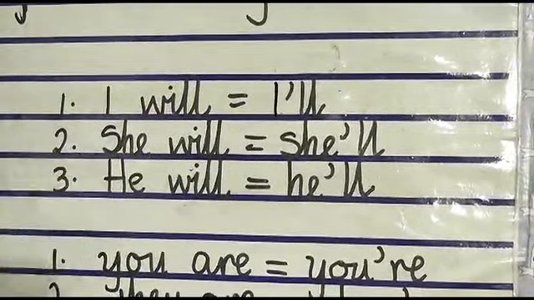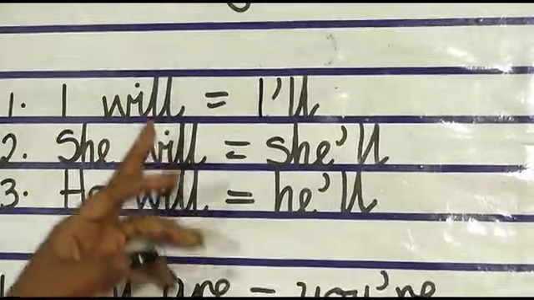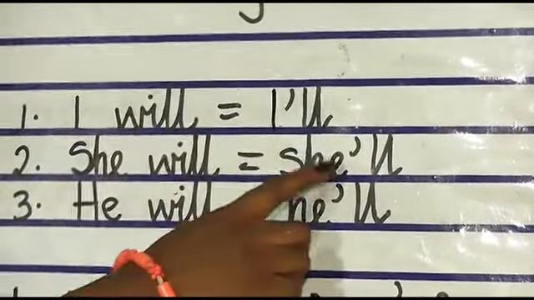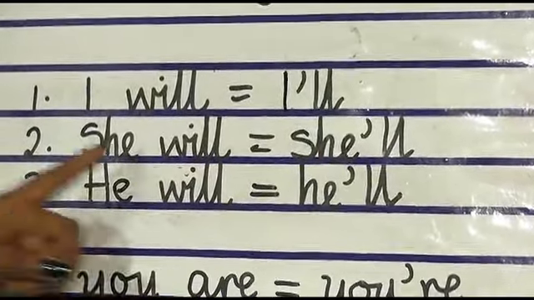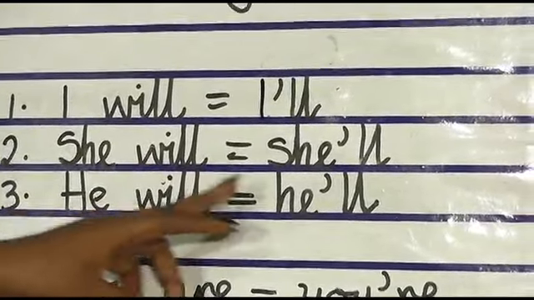For the word she will, you have she'll, because the W and I were also dropped, and the apostrophe was used to replace the W and I. And for the word he will, you have he'll.